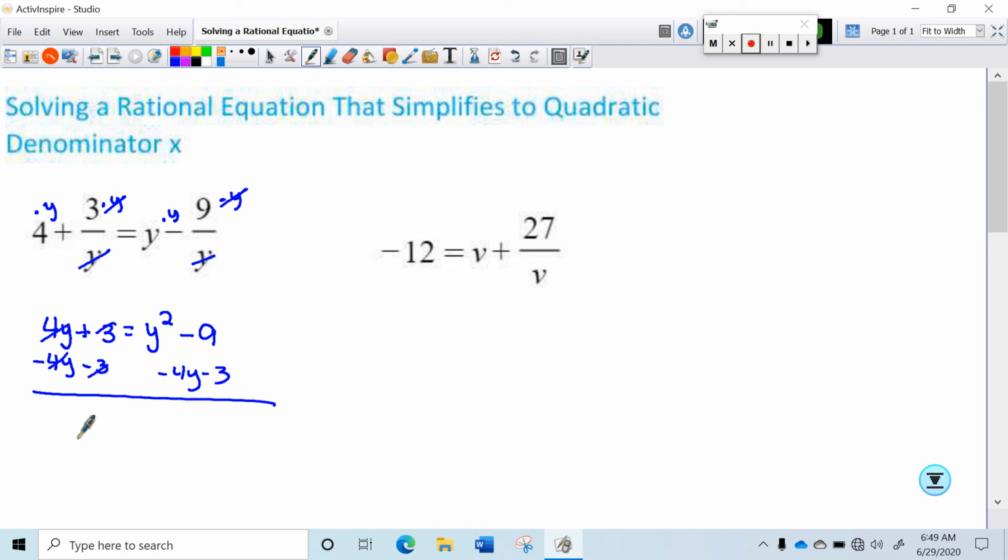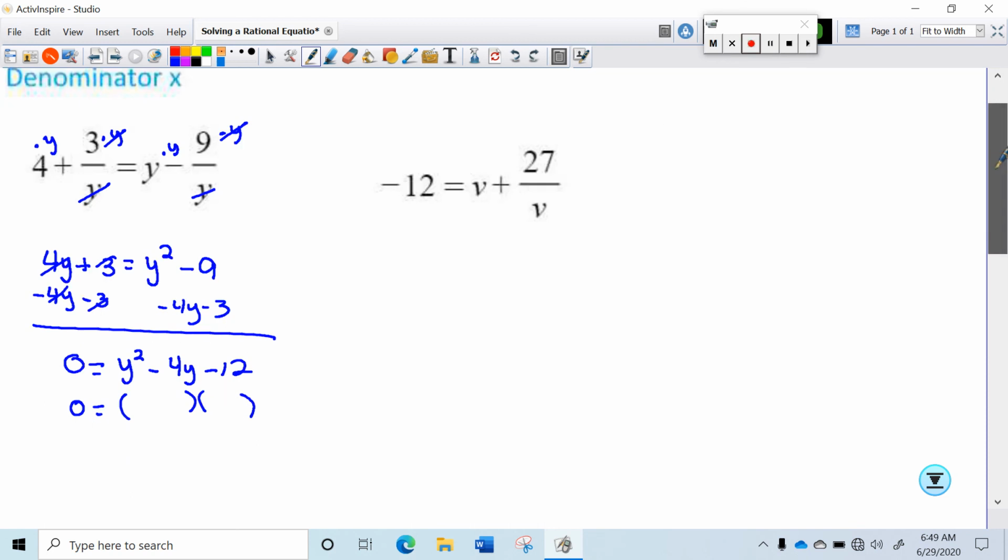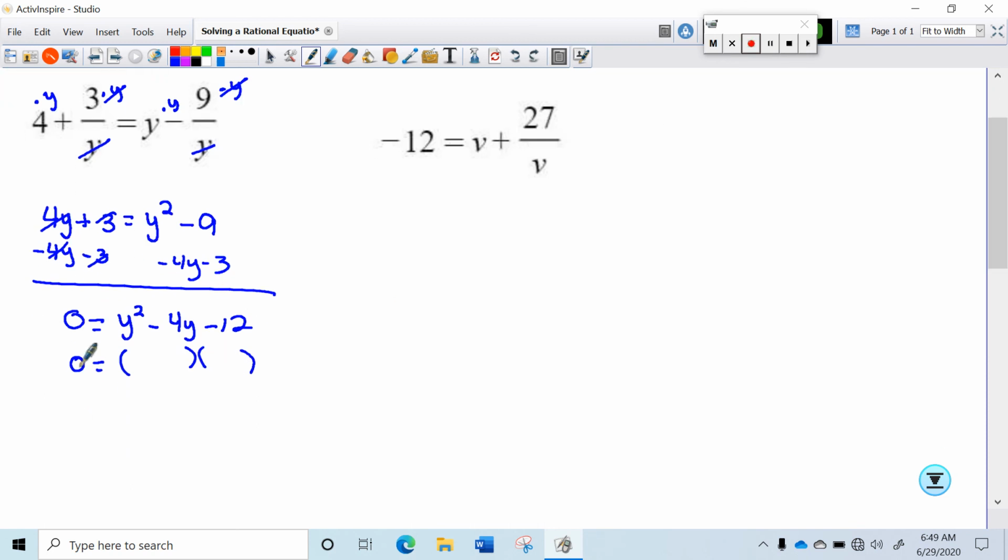Opposites cancel, so I get 0 equals y squared minus 4y, and then negative 9 and a negative 3 is a total of 12 negatives. I'm going to factor because there's a quadratic term, you must factor. So I'm going to factor that. Split up my y's. Bring the first sign down.